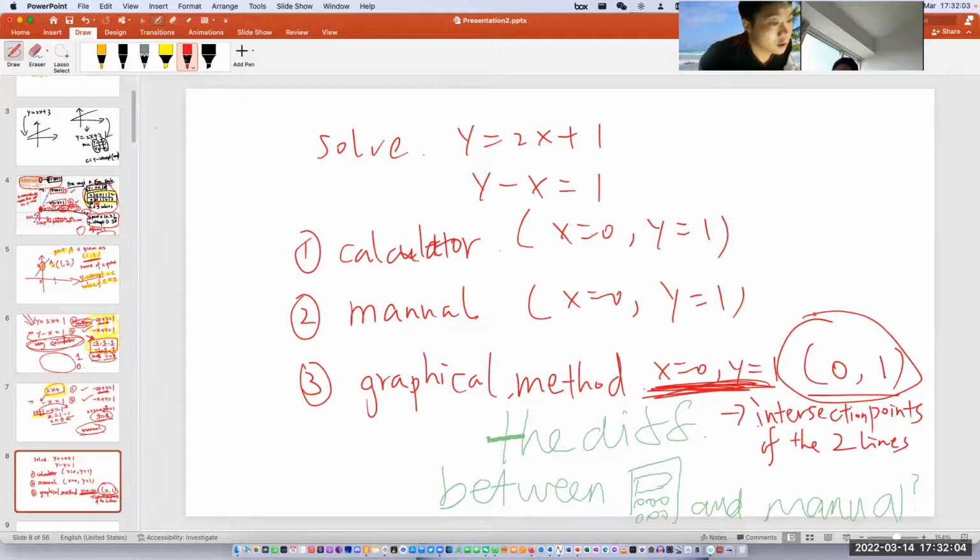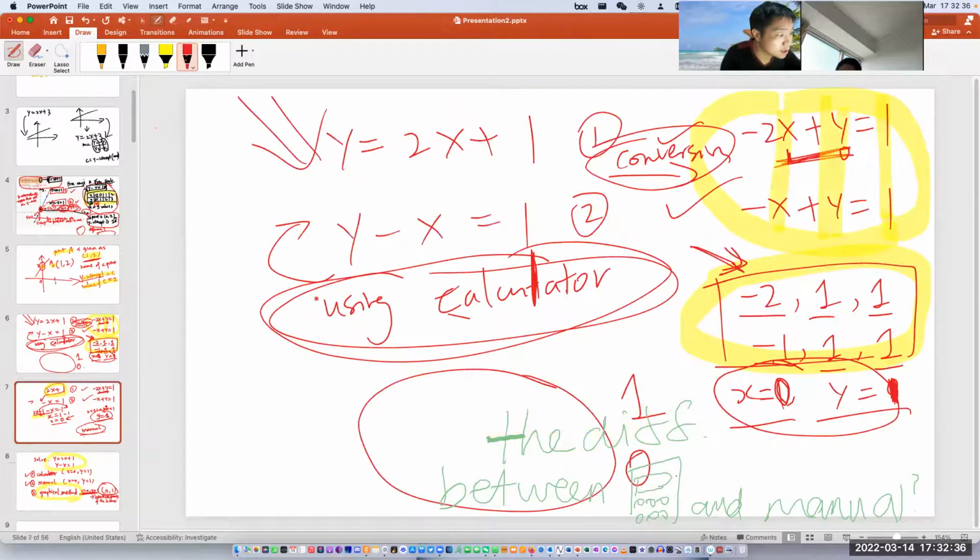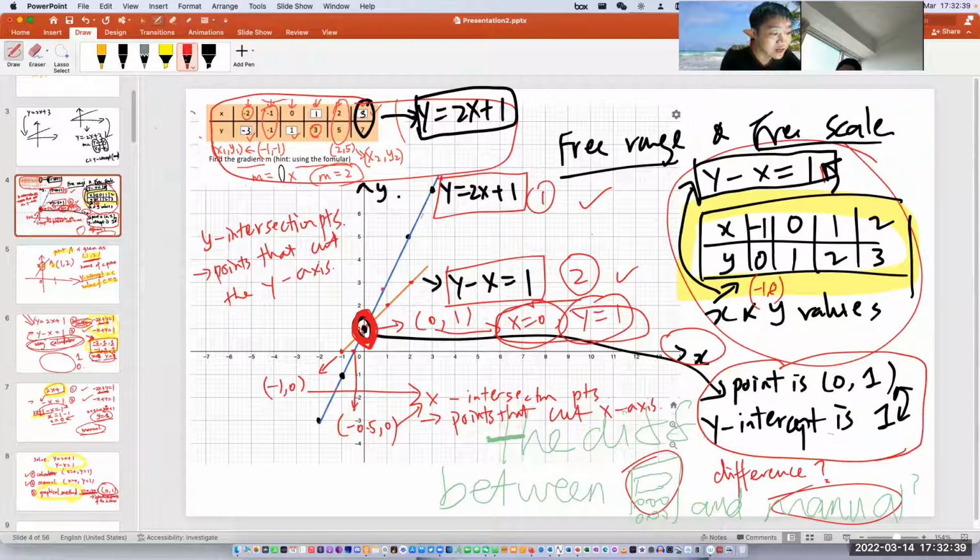Okay, so a lot of students have not learned the graphical method yet. Do you know when it is easier to use the graphical method? You must be asking, hey, why do I need to learn the graphical method? I know the calculator method, I know the manual method. When do I need the graphical method? Is it better? Is it faster? It does not look like it's faster, right?